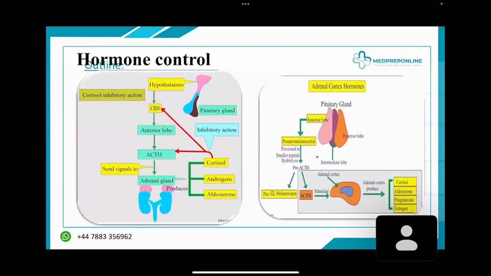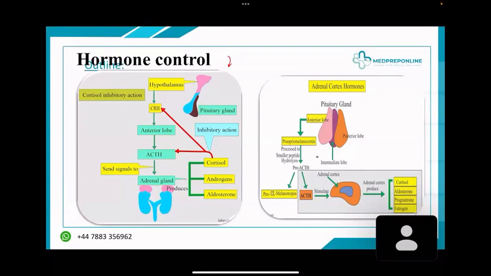Now, how do you remember the hormonal control? Just concentrate on this diagram. These are under hypothalamic control. So the median eminence of the hypothalamus will receive neural signals, and in response to that, it will release corticotrophin releasing hormone. Now this corticotrophin releasing hormone goes and acts on the anterior lobe of the pituitary. In response to that, there is secretion of ACTH.